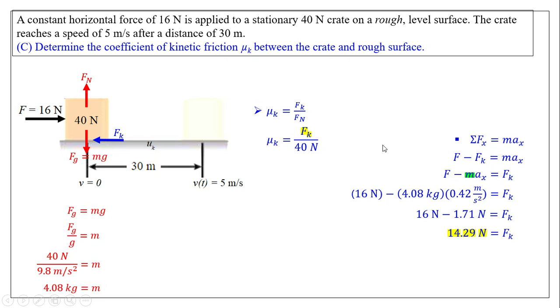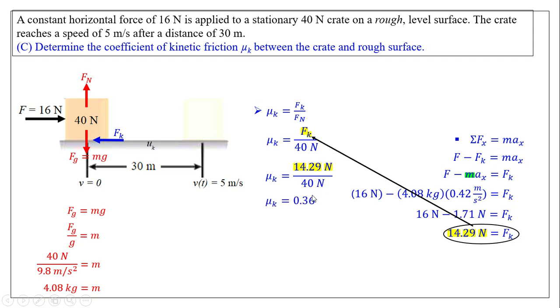Well, I'm missing f of k up here, and I just found f of k by setting up Newton's second law in the horizontal direction. So I can substitute this in for f of k. Wherever f of k is, I can plug in 14.29, and therefore the numerator is now 14.29, and then here we just use the calculator. 14.29 divided by 40 is simply 0.36, okay?